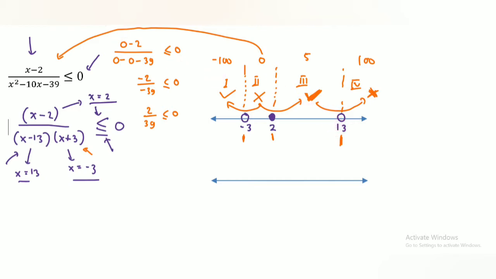So in the end, I can be certain that the solution will be all values of x that are less than negative 3, and then all values of x that are greater than or equal to 2 but less than 13. It is the solution. Okay, so that's how you do it. It's simple actually, and you can try to check whether this is correct by testing all of this.